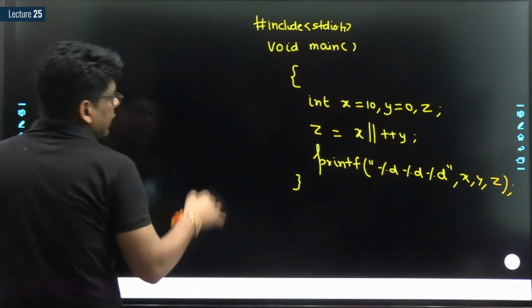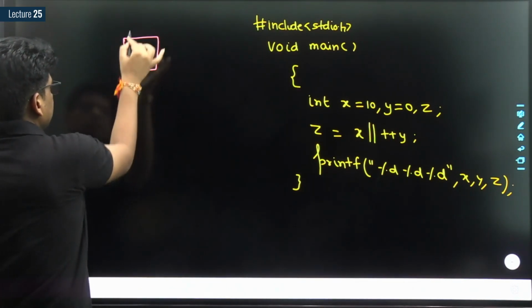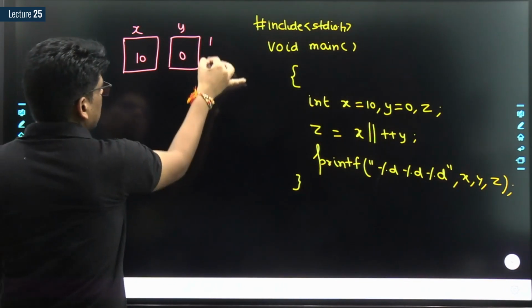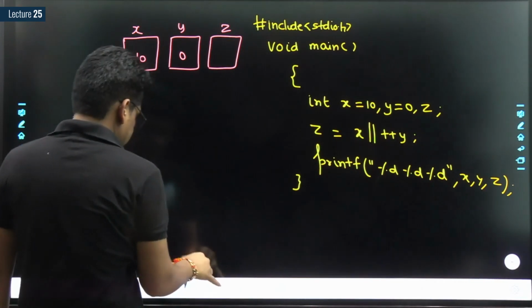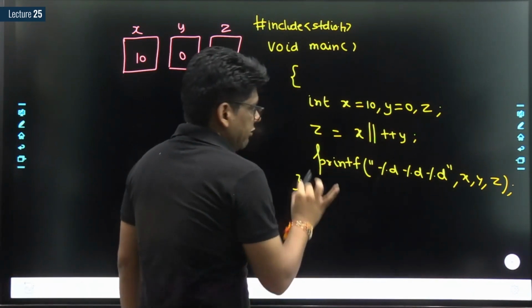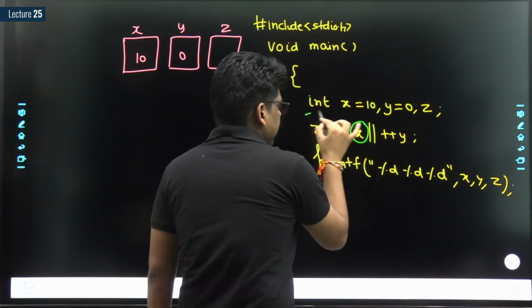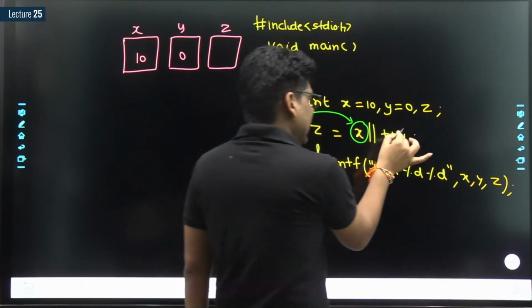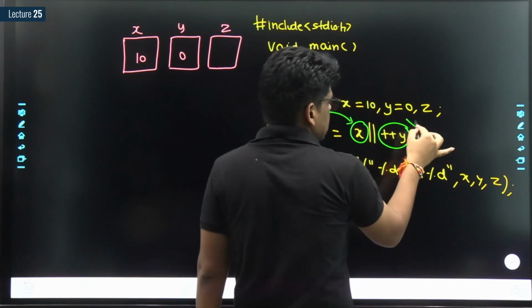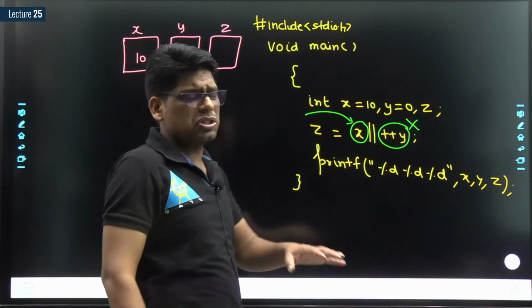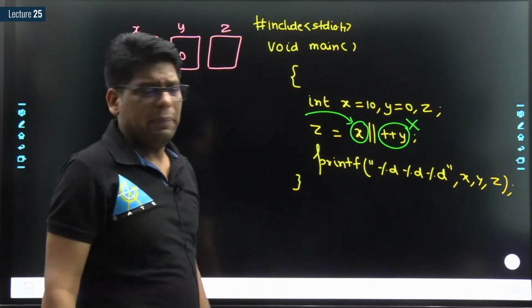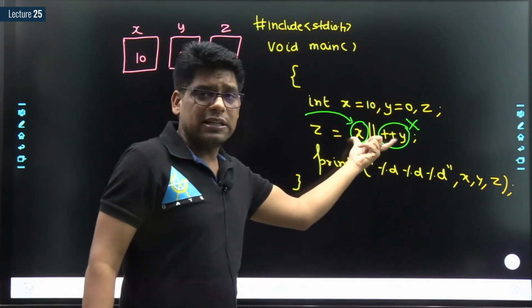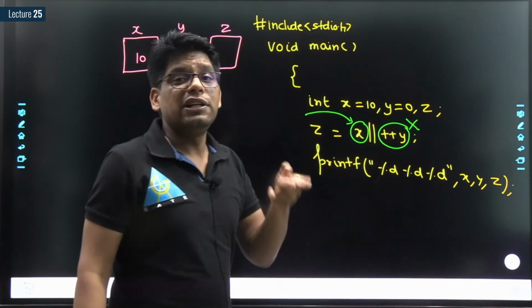Sir, what are the initial values of x, y and z? The initial value of x is 10. The initial value of y is 0 and z has a garbage value. Sir, when the compiler evaluates, it goes to the first operand. What is the value of the first operand? 10. Is it non-zero? Yes, sir, it is non-zero. Will the compiler ever go to the second operand? No, sir. That means this will never happen. Whether it is pre or post, the compiler will never go to this. By looking at this, the compiler says, okay, since it is non-zero, the statement is true, that is why the result is 1.